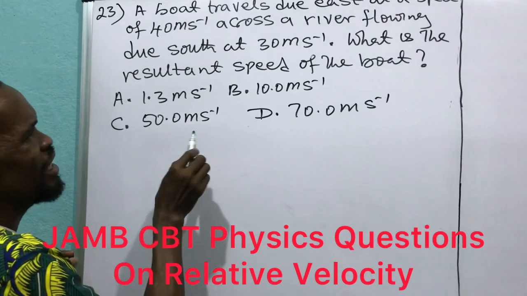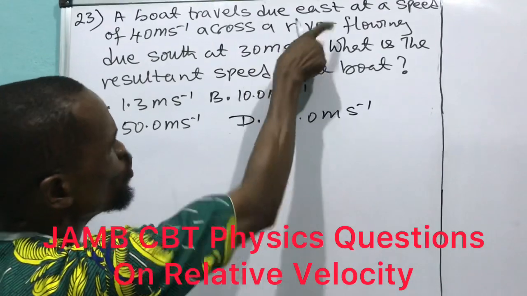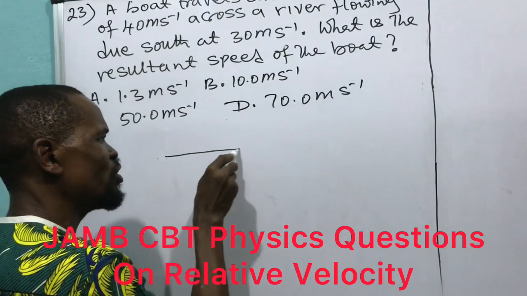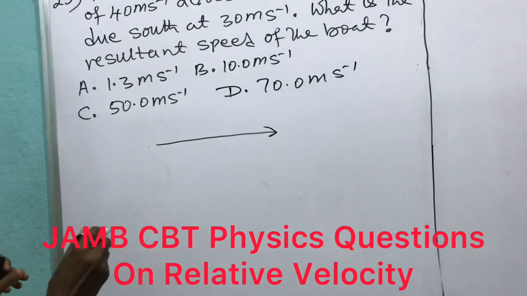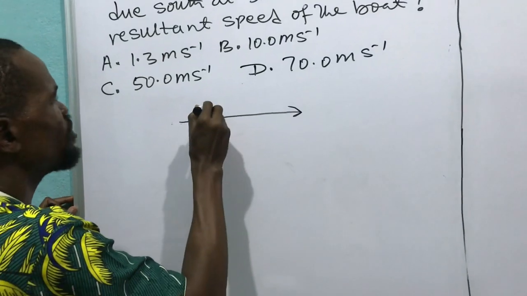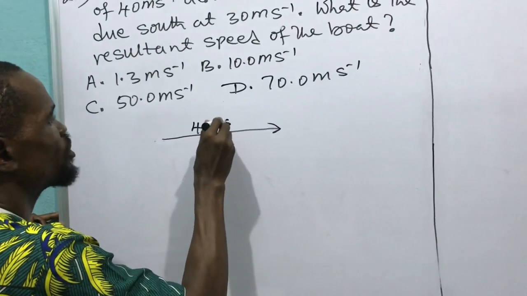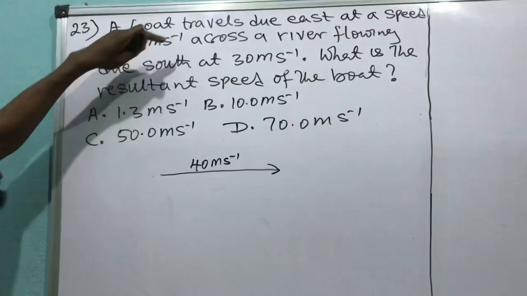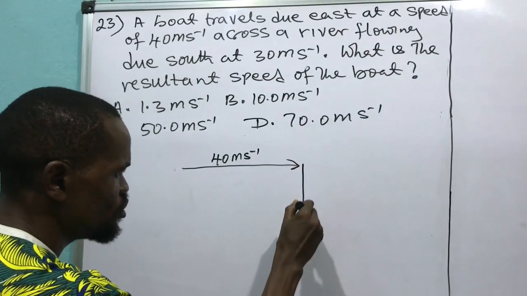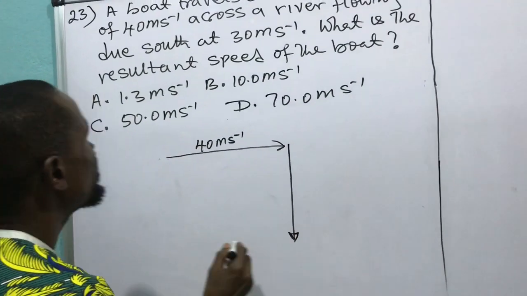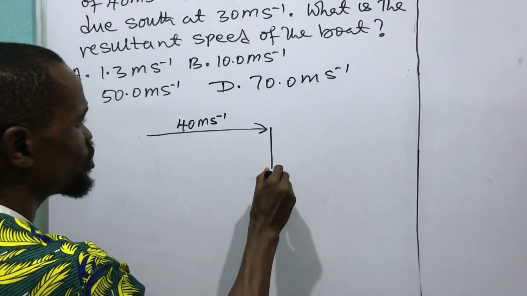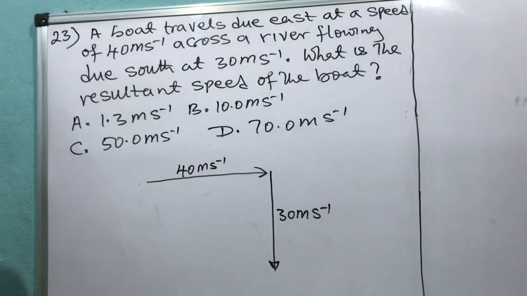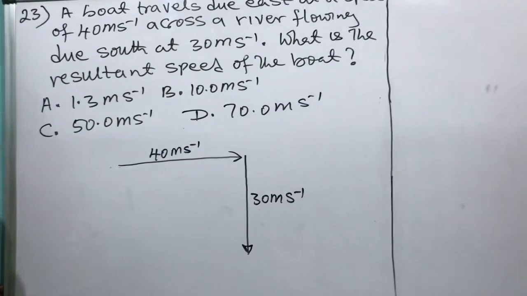You remember they said the boat traveled due east. Look at the boat going due east, and that boat travels with a speed of 40 meters per second. And they said across a river flowing due south. Look at the river flowing due south. That river is flowing with a speed of 30 meters per second. That's the speed at which the river is flowing.